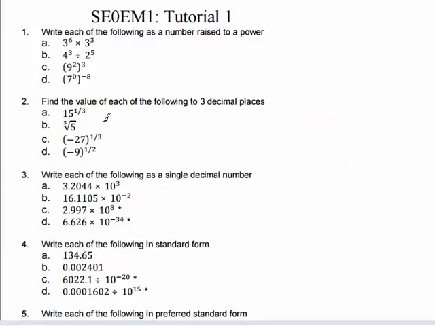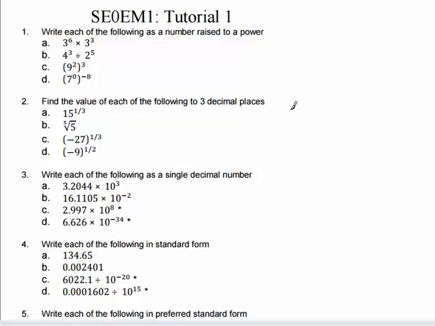Question 2, we need to find the cube root of 15. So what times itself three times is going to give us 15? Before we calculate this, let's just get an idea of where the answer is likely to be. 2 times 2 times 2 is 8, so the answer will be greater than 2. And 3 times 3 times 3 is 27, so the answer is going to be less than 3. So we're looking for an answer that lies between 2 and 3.